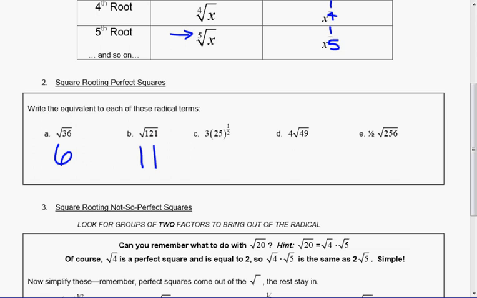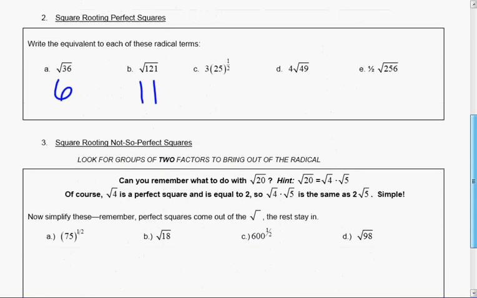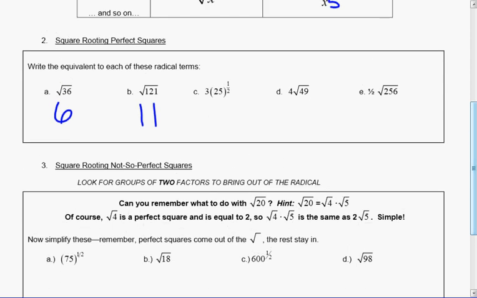This one looks a little different. It doesn't have a square root here, but it does have 25 to the 1/2 power. What did we learn at the top of the screen here? What does it mean when something is to the 1/2 power? It just means that it's a square root. So we can rewrite this as 3 times the square root of 25. We know what the square root of 25 is. You could also check it in your calculator, but the square root of 25 is 5. So we end up getting 3 times 5, which is 15.